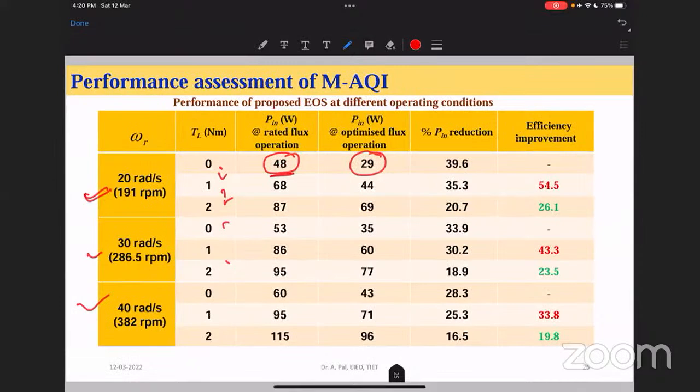There is no output at 0 Newton meter, that means there is no output, so efficiency we can't calculate. But when the load torque is 1 Newton meter and 2 Newton meter, we have achieved an efficiency improvement of such percentage. So at 40 radian per second, at 2 Newton meter, we achieve about 19.8%, so almost 20% efficiency improvement. So that is how much efficiency we have improved.